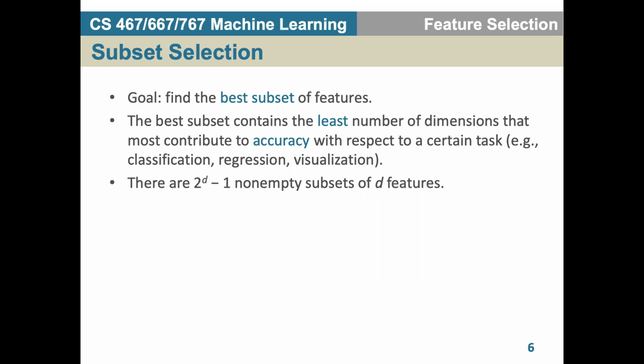This is unacceptable, right? And here we subtract 1 because there's the empty set, which you will never choose. So always choose at least some features, okay?